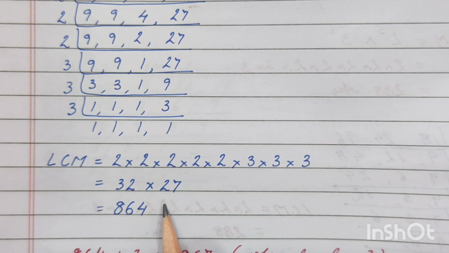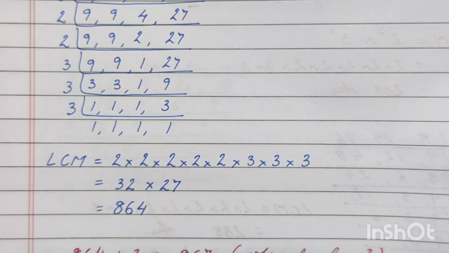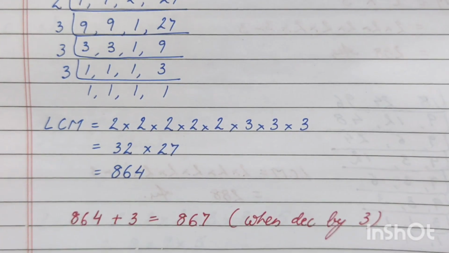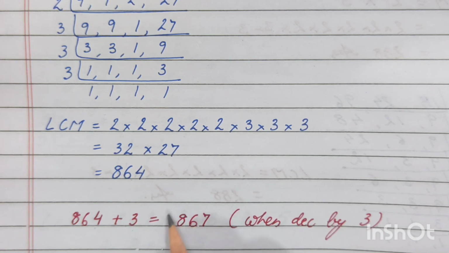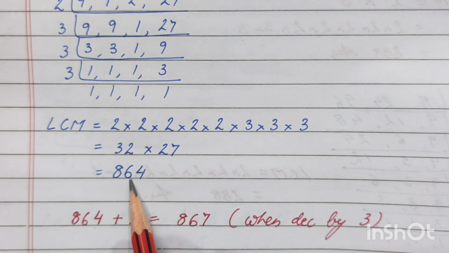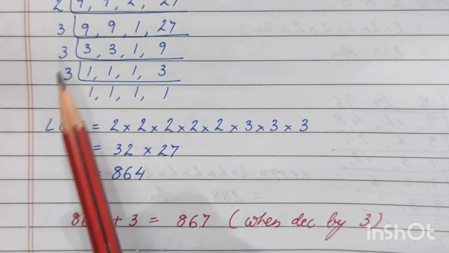And now because the number is to be decreased by 3, what are we going to do? We are going to add 3 to the LCM. This was the LCM, add 3, so the number is 867. Now when you decrease it by 3, children, we will come back to the LCM, and that will be completely divisible by the given numbers.